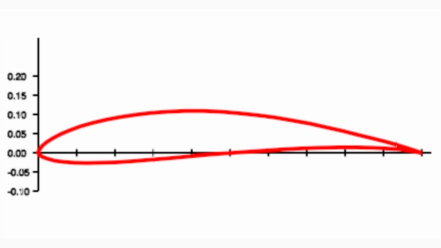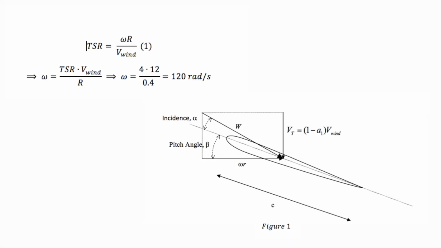Well, I'll take you through the aerodynamic calculations we did in order to design our wind turbine. Having decided on our TSR, we worked out our angular velocity as 120 radians per second, based on the maximum wind speed of 12 meters per second using equation 1.